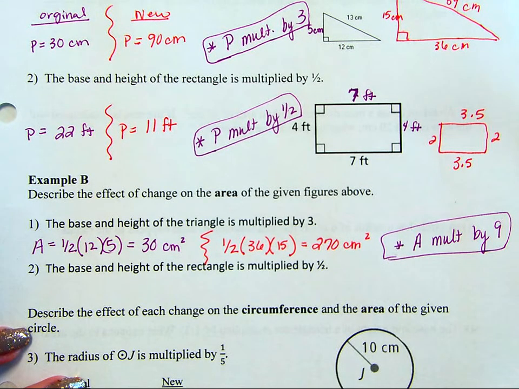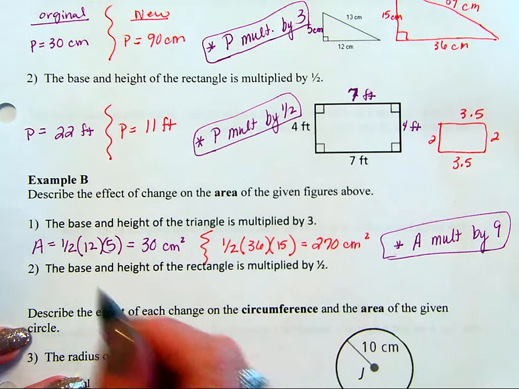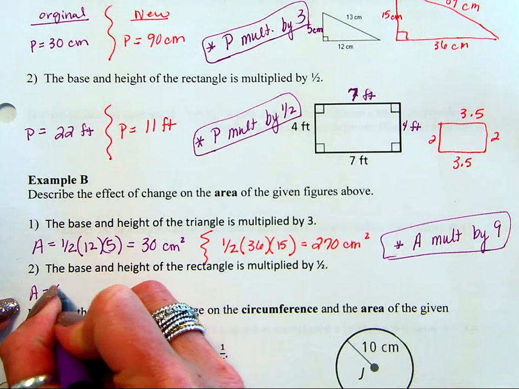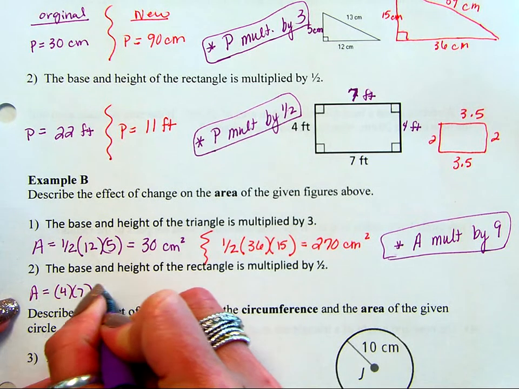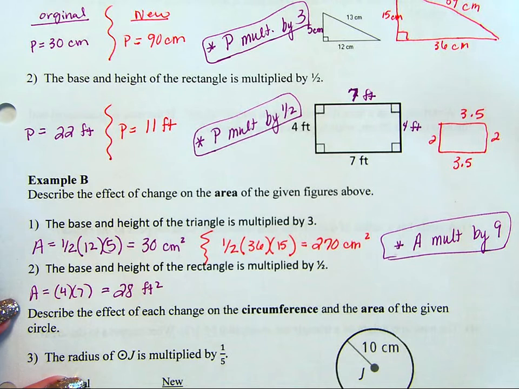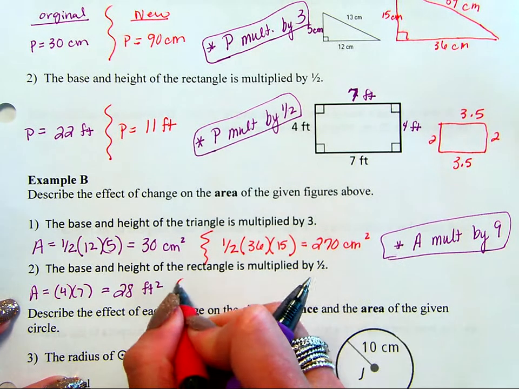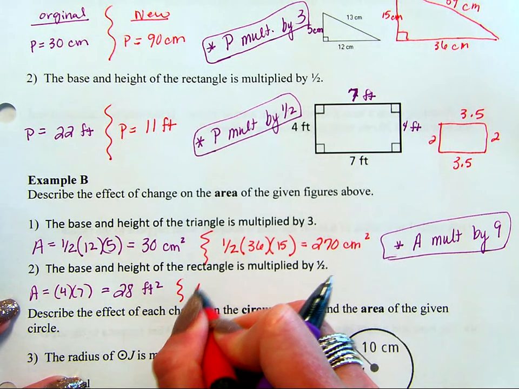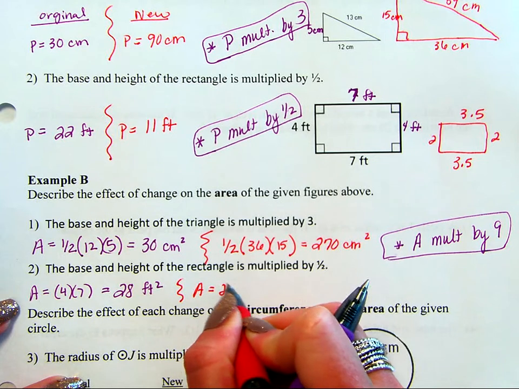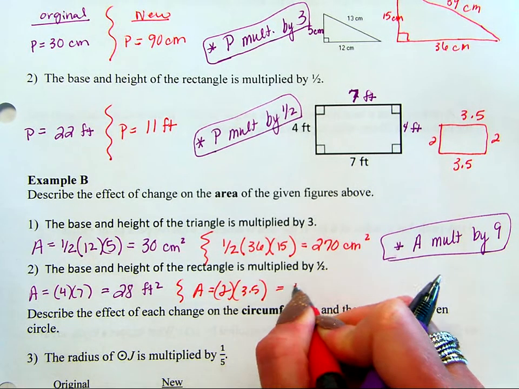What about if we look at the area of the rectangles? The original rectangle was a 4 by 7. Well, base times height, we'd find an area of 28. My new rectangle, base times height, we'd have 2 by 3.5. 2 times 3.5, we get 7.